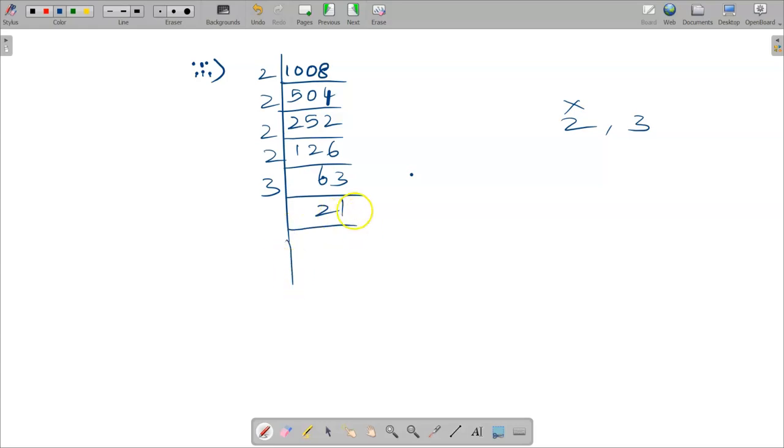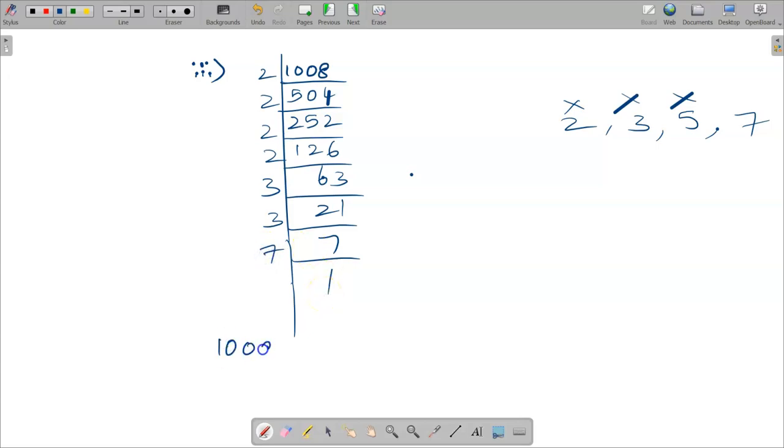So again it is an odd number, we cannot proceed with the number 2, so proceed with the number 3. So 3 7s are 21. Again it is an odd number which is not divided by 2, so we have to proceed with the number 3. 7 will not be divided by 3, so we cannot proceed with the number 3. Again we have to check with the number 5. 7 will not be divided by 5, so again we cannot proceed with the number 5. So the next prime number is 7. So 7 ones are 7.